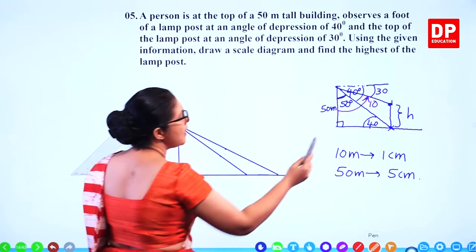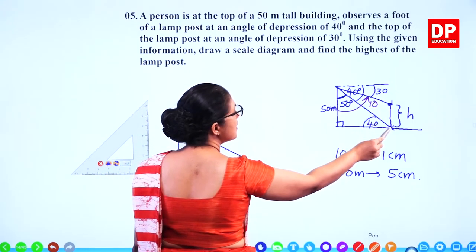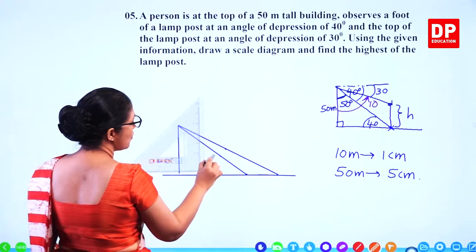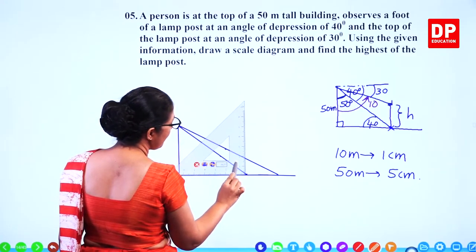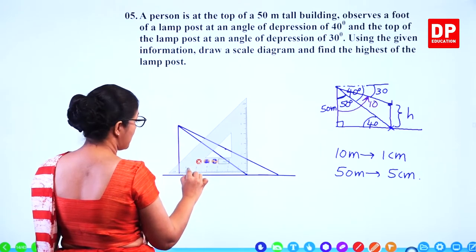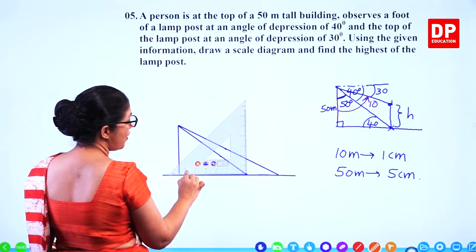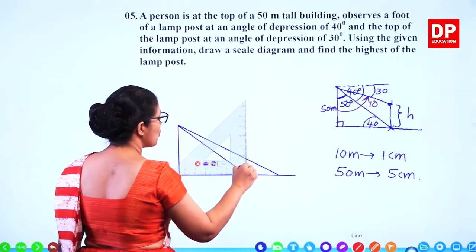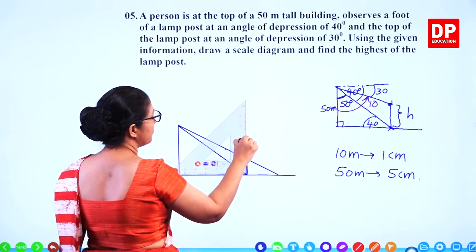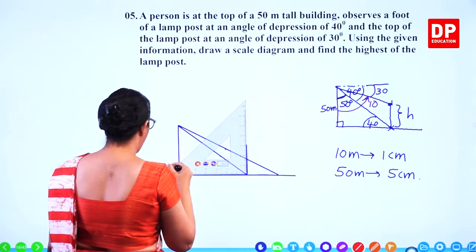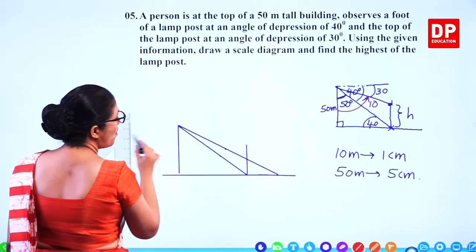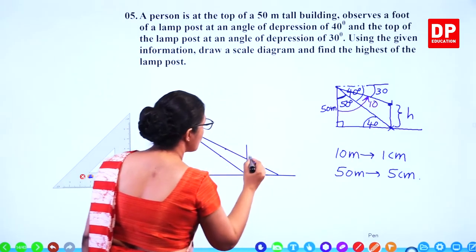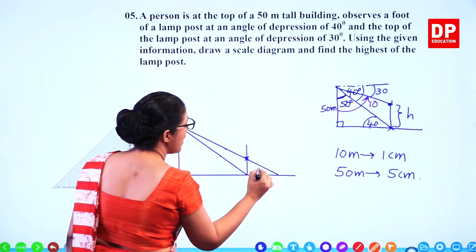Now we have to draw the lamppost. Lamppost is here. So that means where it cuts the first time cuts this point. So here, keep the set square because we need to draw 90 degree angle, and now draw the lamppost. So this should be the lamppost. Now this height is the H. So here too, here is the H value.